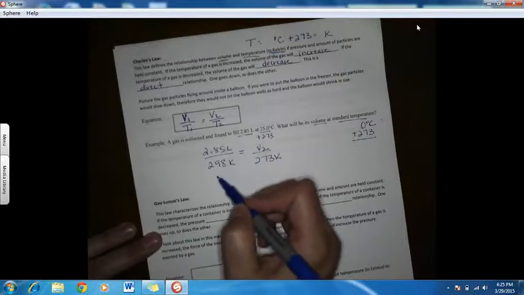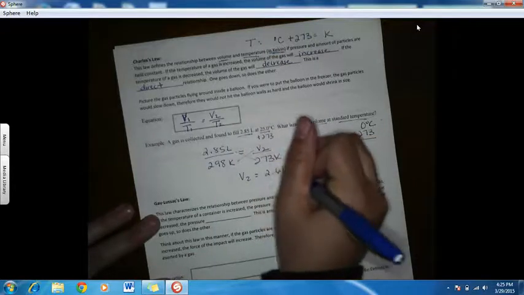So to solve this, I would recommend doing a cross multiply to help you out with that. So we can cross multiply. We get 2.85 times 273, and then divided by 298. And we get that the volume then will be 2.61 liters. And again, we started with 3 significant figures, and so we end with 3 significant figures.